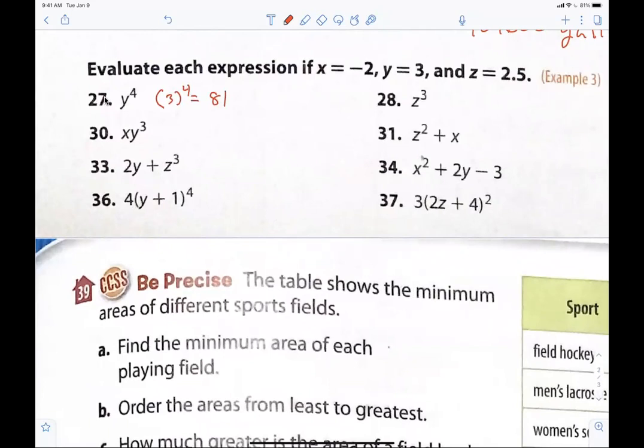Do you have to put it in parentheses? No, only if it's what? Negatives. That's when you should use parentheses. I just do it out of habit. All right, and 2.5 to the 3rd power. Exactly. What'd you get?